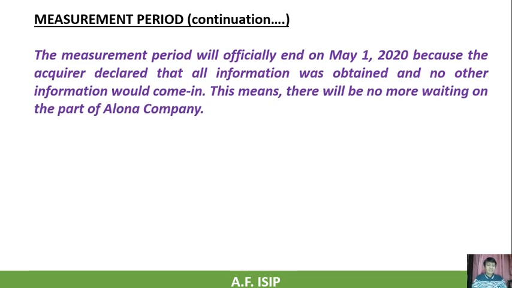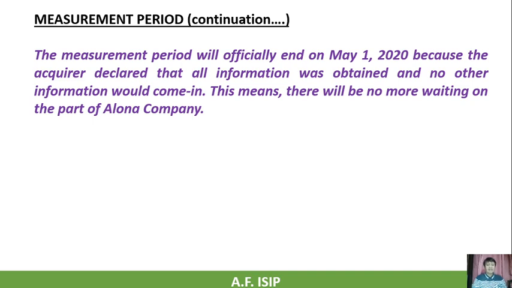So here is the answer. The measurement period will officially end on May 1, not January 1, 2021. It will officially end on May 1, 2020 because the acquirer declared that all information was obtained and no other information would come in. There will be no waiting.